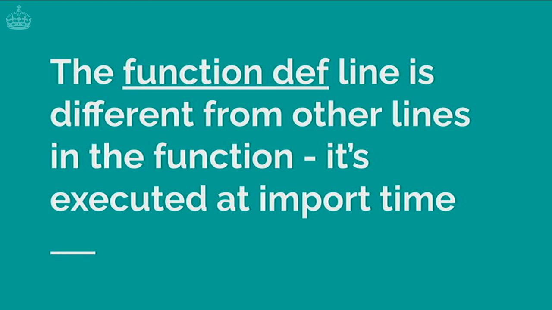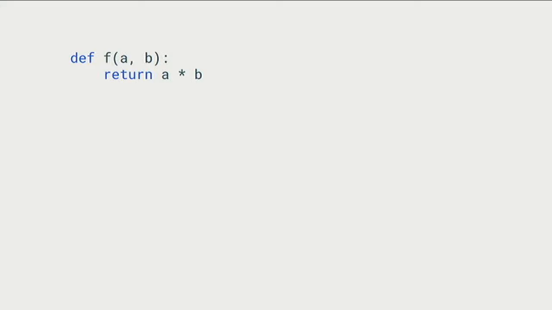So this definition line is different from the other lines in a function because it's executed at import time. So when you import a module, your def statements run, but the code inside those def statements, that function code, obviously doesn't run until you call it.